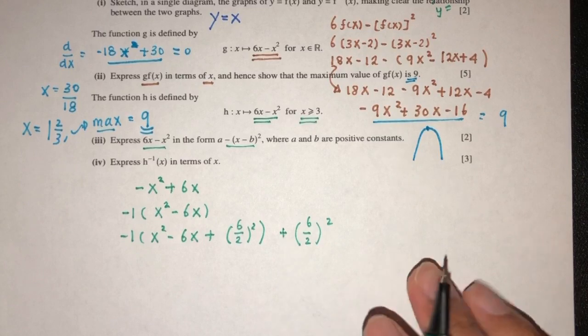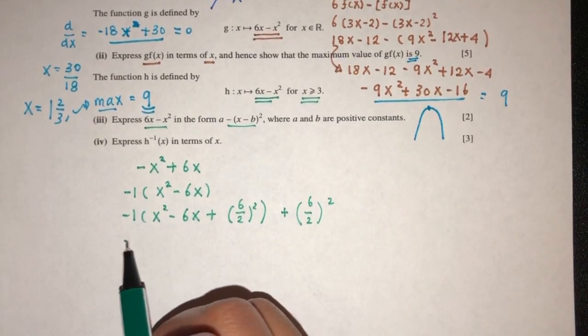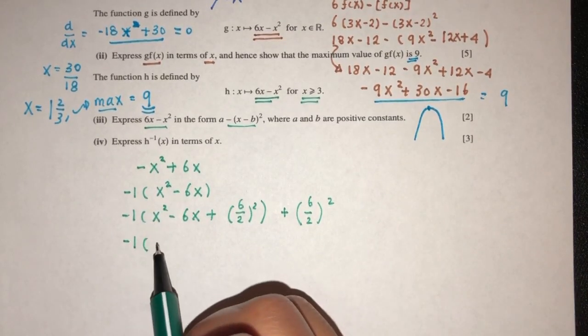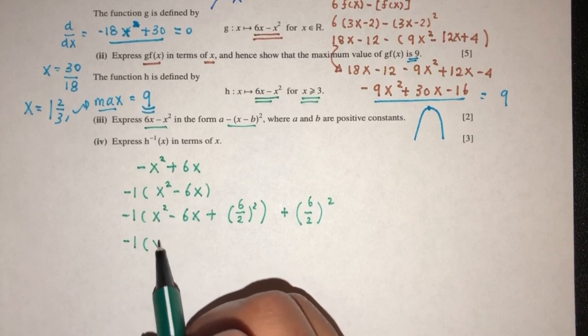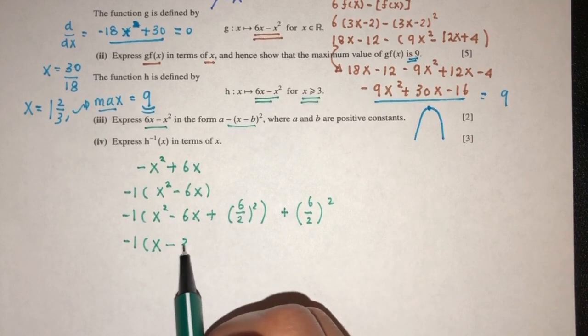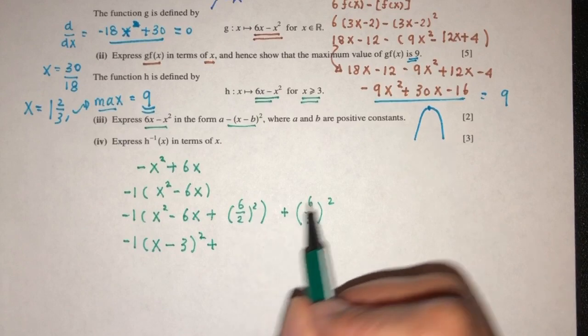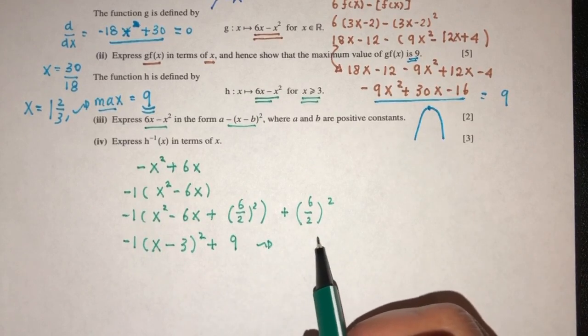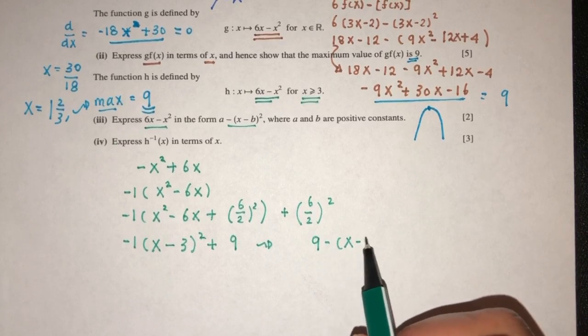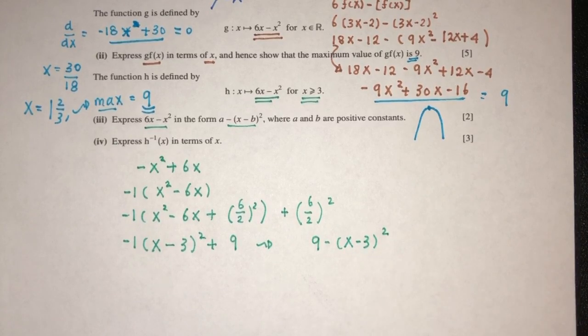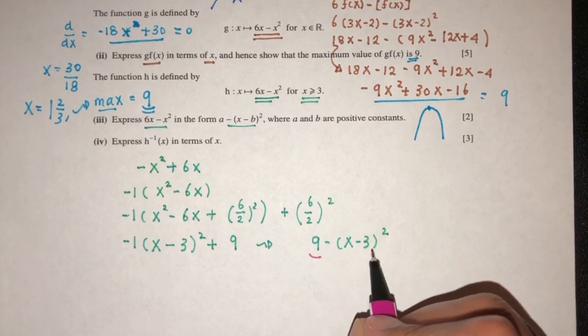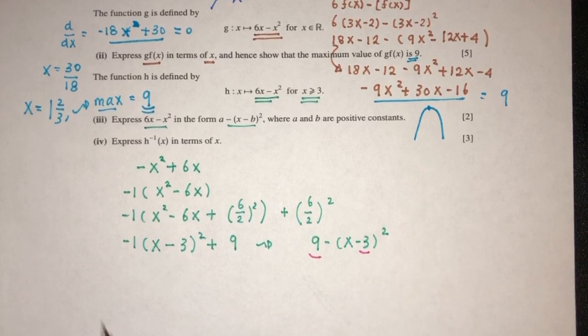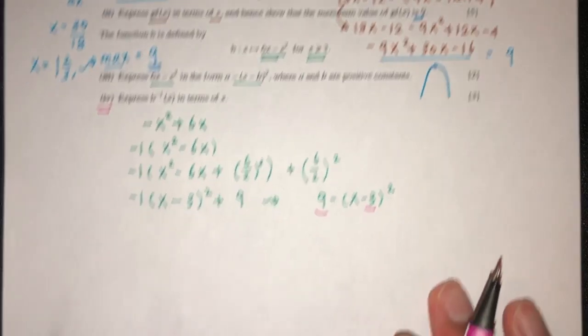That will become plus this value. So here we have minus, and that will become what? x, here we have minus, that will become 3 square plus the value of 9. So that will be 9 minus x minus 3 square. Now we can compare. This is A and that will be B. Okay. Now apart from this, we have to find h inverse.